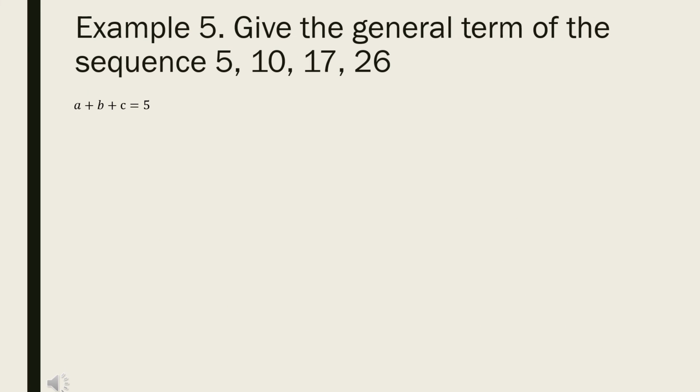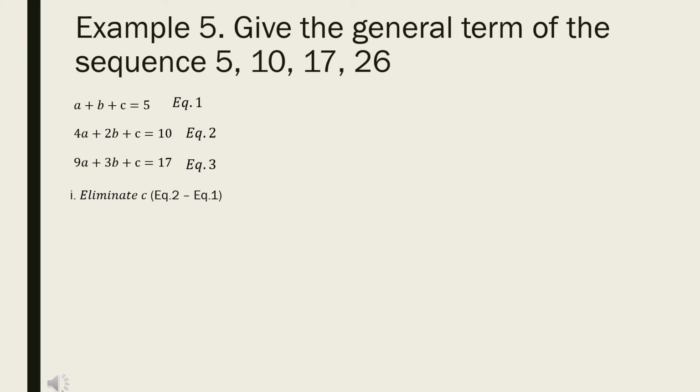So from the first, second, and third equation, we will use the elimination method. For the first elimination, we are going to subtract equation 2 minus equation 1. Equation 2 is 4a plus 2b plus c is equal to 10, and equation 1 is a plus b plus c is equal to 5. The variable that can be eliminated using subtraction is c, because c minus c is 0. So we'll just subtract the rest.